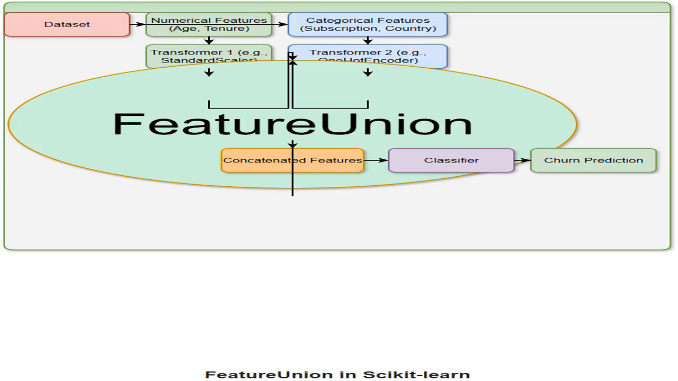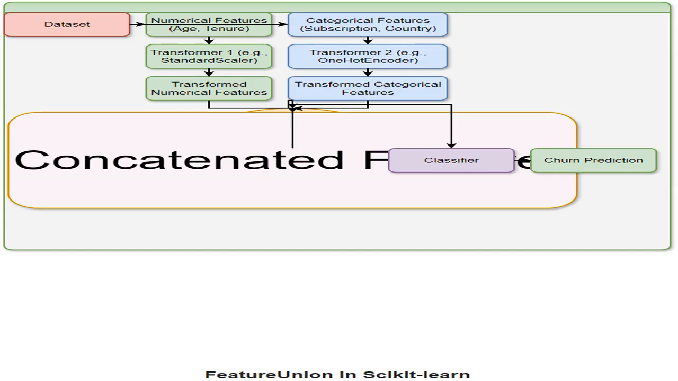This is a scikit-learn component that takes the outputs from multiple transformers and combines them. In this case, FeatureUnion merges the transformed numerical and transformed categorical features into a single dataset, ready for the classifier. It's like a magical merging machine. This is the result of FeatureUnion. The transformed numerical and categorical features are combined column-wise, meaning new columns are added, to create one complete feature matrix.